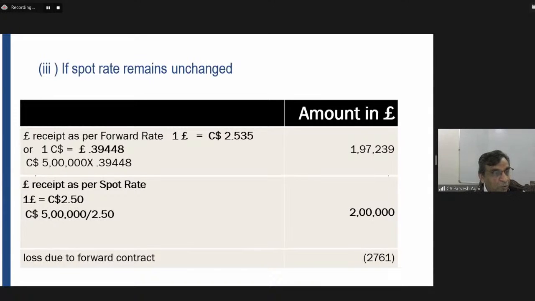So he is going to receive the same amount as when we converted at the spot rate at the beginning. He would have got 2 lakh pounds. But since the forward rate is showing a decline of 1.5%, he is going to receive less. The Canadian dollar is weakening 6 months hence. So he was receiving 1,97,000, but now he could have received 2 lakh. If he had not taken the cover, he would have got 2 lakh pounds. So he is suffering.